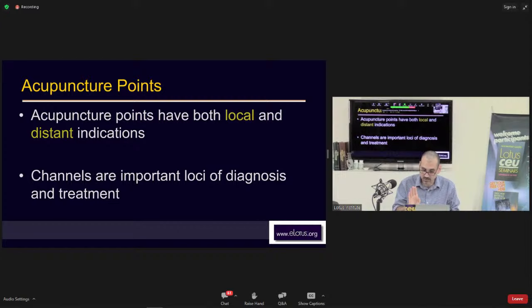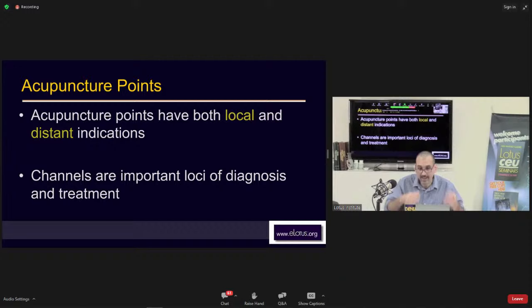So we're going to break down the distant indications by the channels, by the connections between the channels, connections between areas of the body, five phase dynamics, etc. So one of the things we have to also remember is that the channels are important loci of diagnosis and treatment. When we're doing acupuncture, the needle is primarily affecting a channel, right? So we can affect the interior of the body.